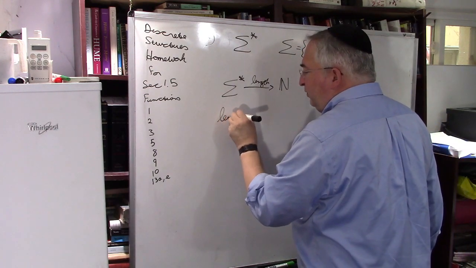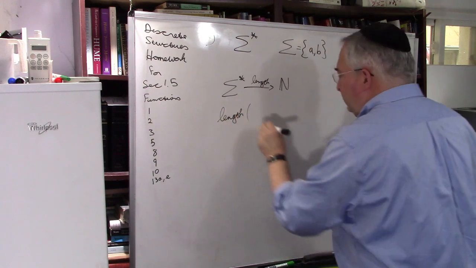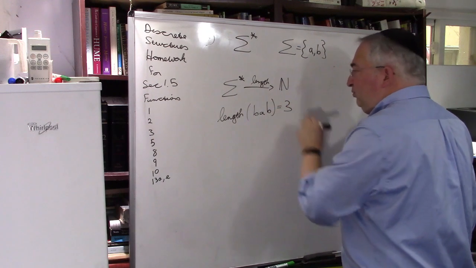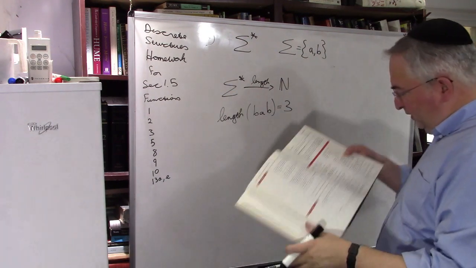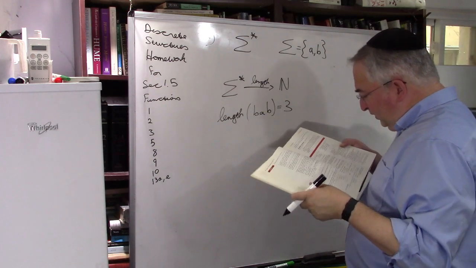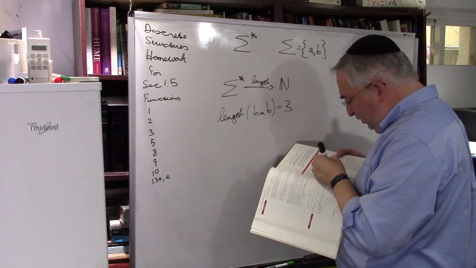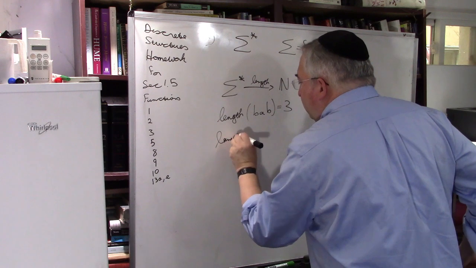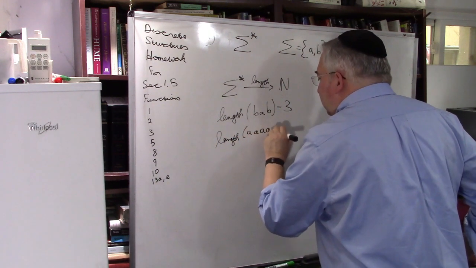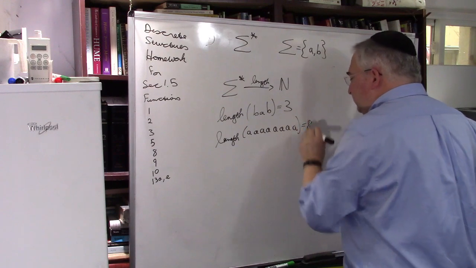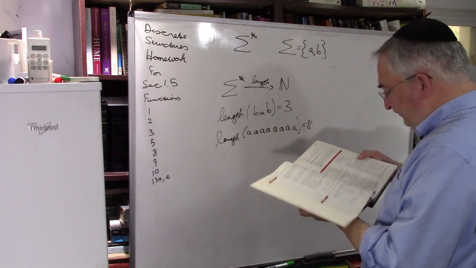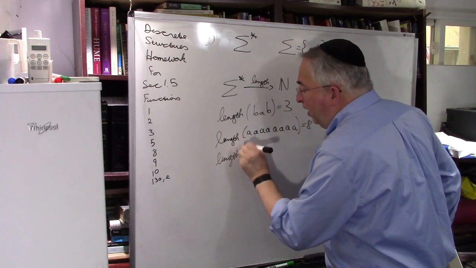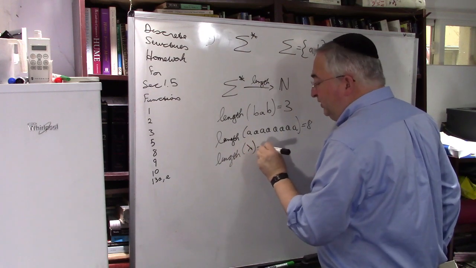So now they want you to calculate what these things are. Length of BAB is equal to 3. You input a word, you get out a number. Okay, next. I'm not going to write it out: 1, 2, 3, 4, 5, 6, 7, 8. Length of that word is equal to 8. That's pretty silly. Length of the empty word, that's a Greek lambda, is equal to 0.